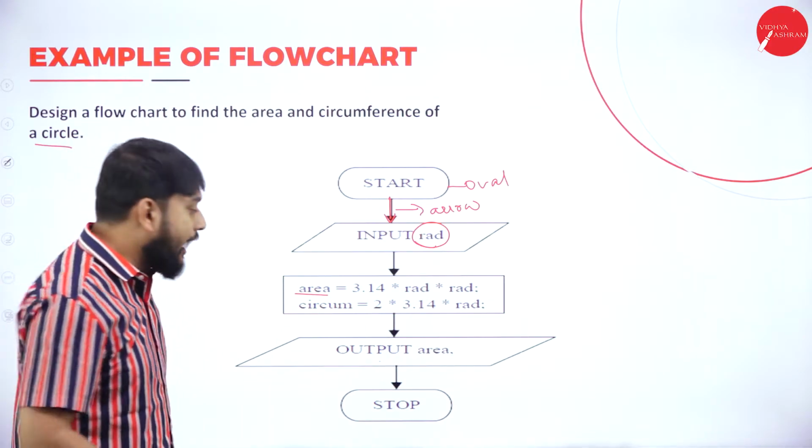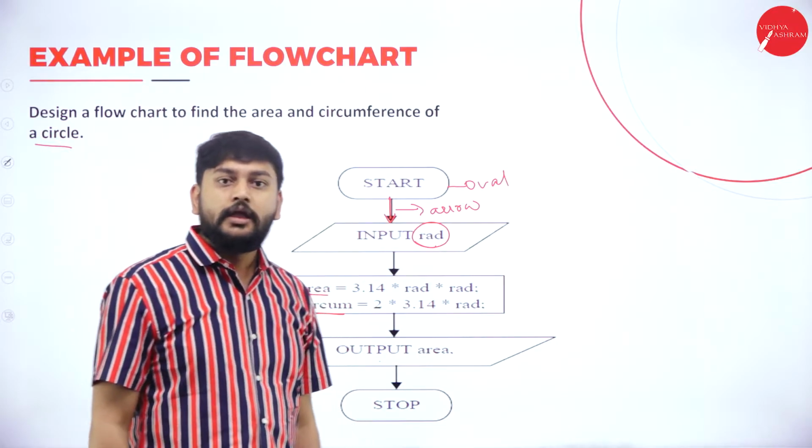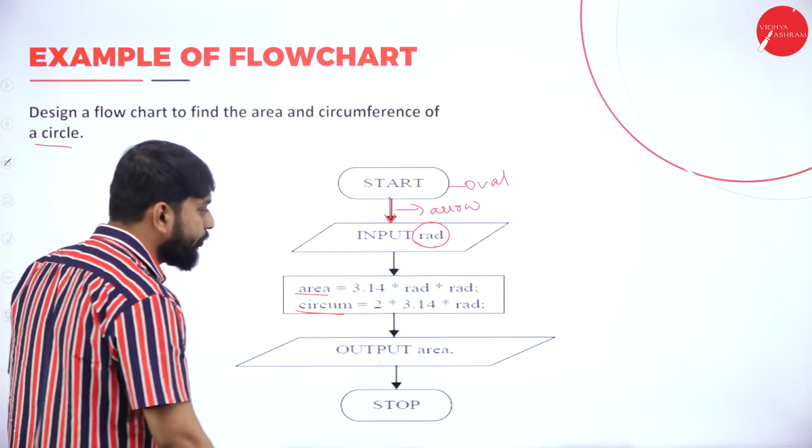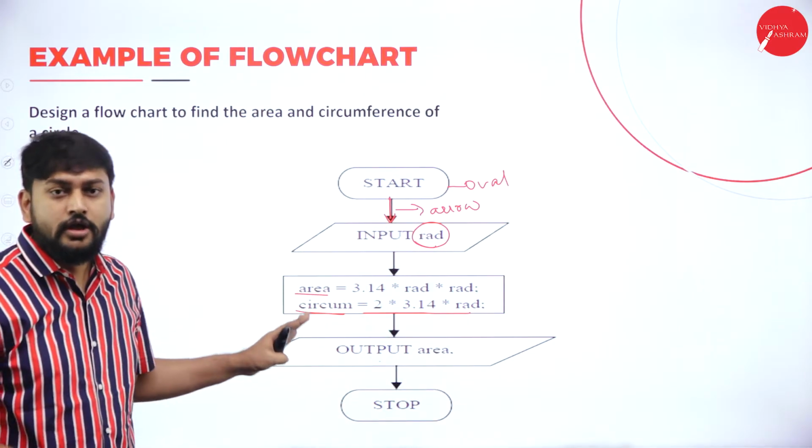Then what next? I have the circumference of a circle. What is the formula? 2 into pi r. That's what they've given. I'm just performing some calculations here.